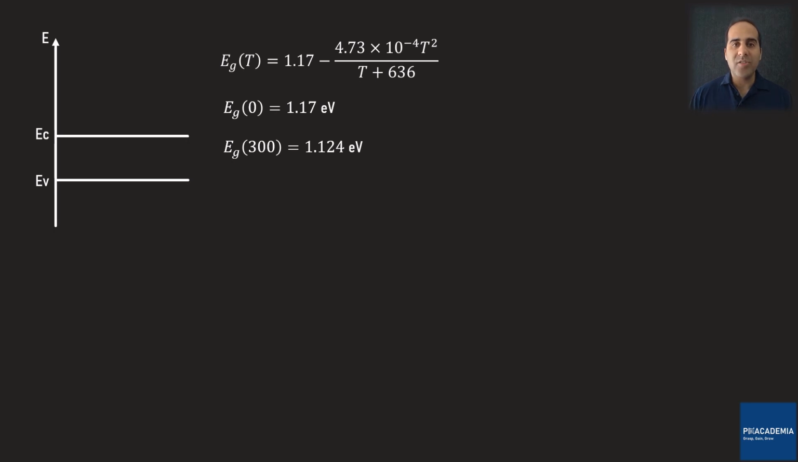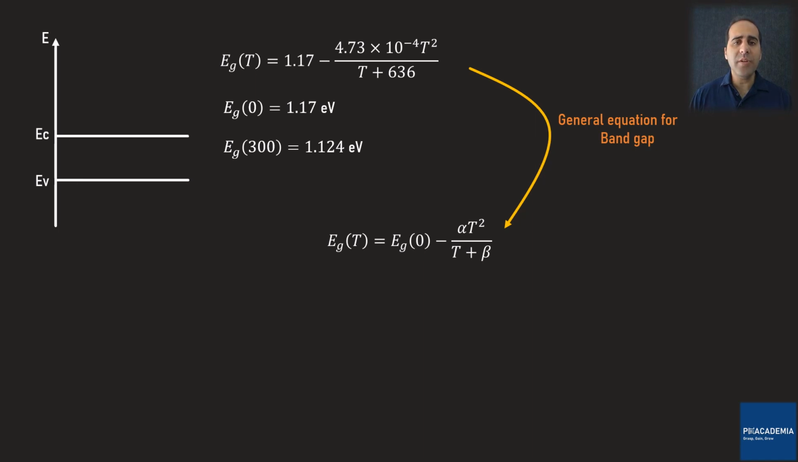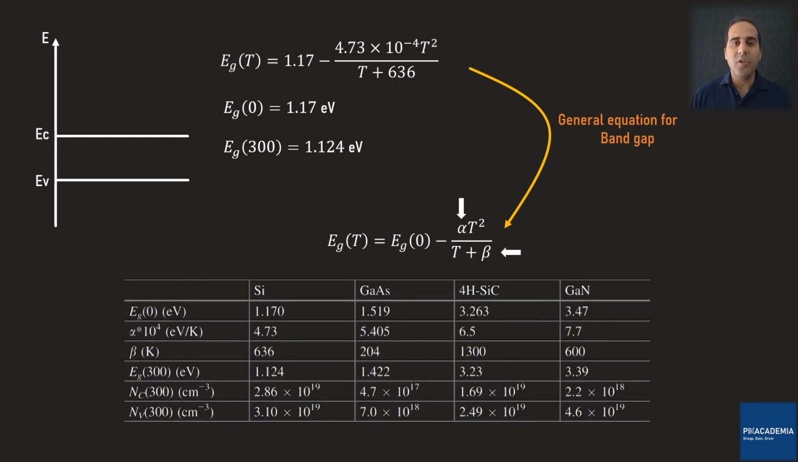It turns out that we can generalize this equation to calculate other semiconductor energy gaps. Here is the general equation. In this equation, there are two constants, alpha and beta. These constants for silicon, gallium arsenide, 4H silicon carbide, and gallium nitride are given in this table. You may need to spend a couple of minutes to go over all the information given in this table, so take your time, pause the video to have a better look at the contents of this table.